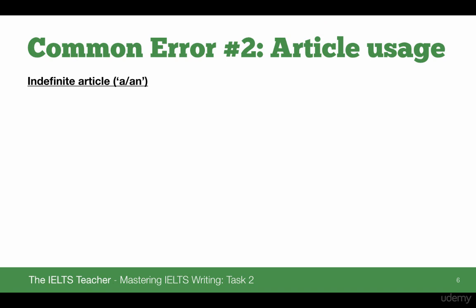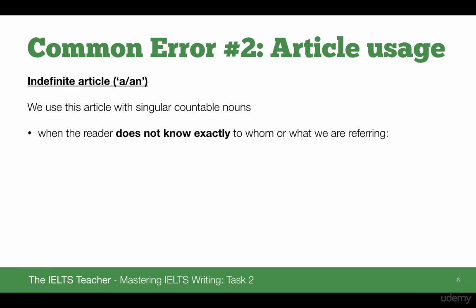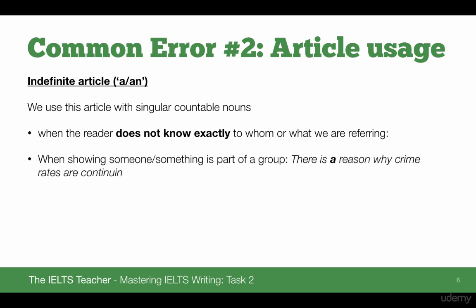What about indefinite articles? A or an if we're going before a vowel sound. We use this article with singular countable nouns when the reader does not know exactly to whom or what we are referring. When showing someone or something is part of a group, so there is a reason why crime rates are continuing to rise. It's one reason out of several. It is not the only reason. So a reason. It's part of a group.